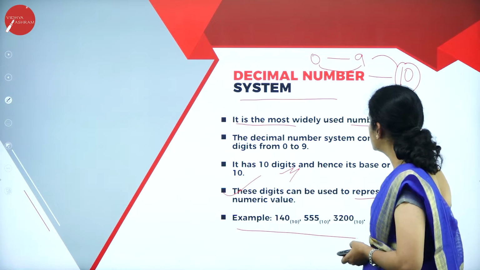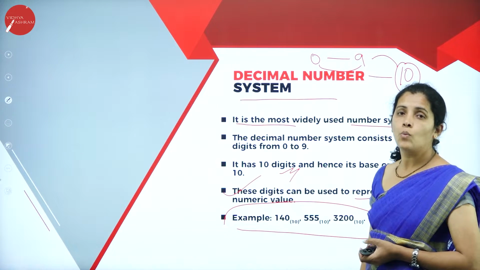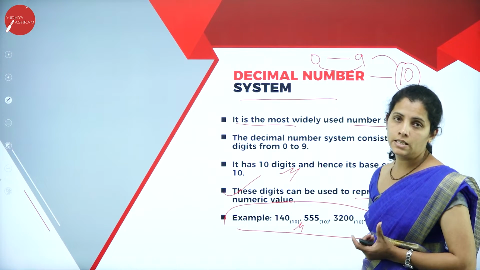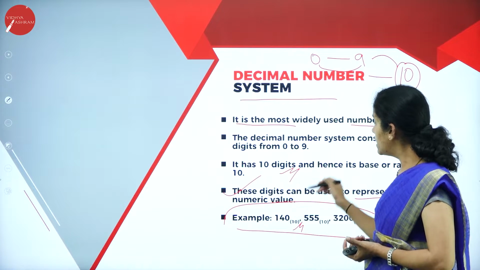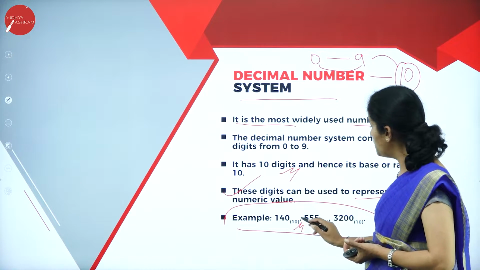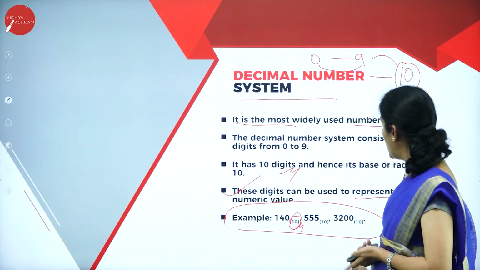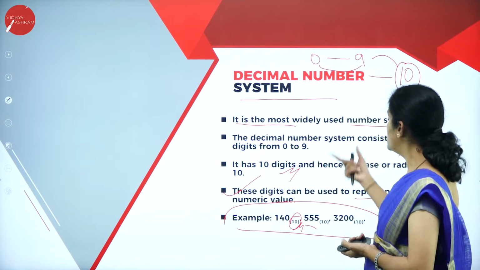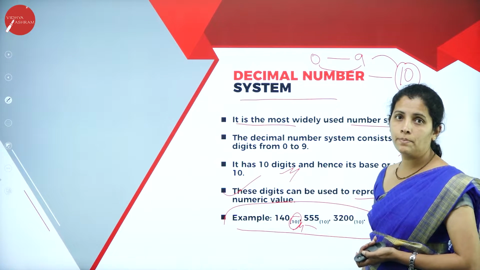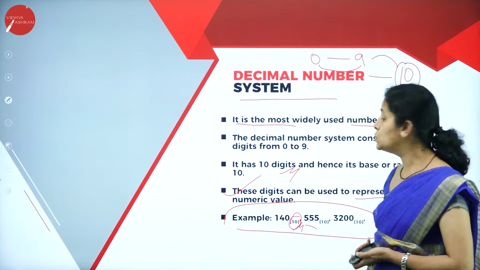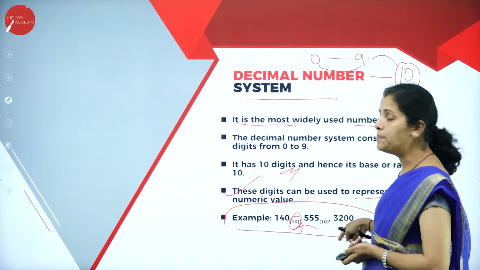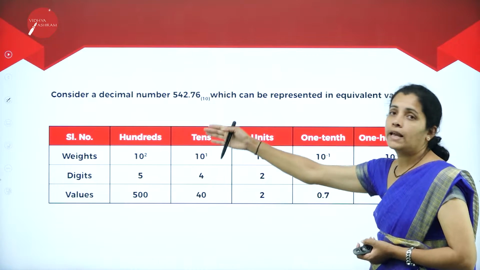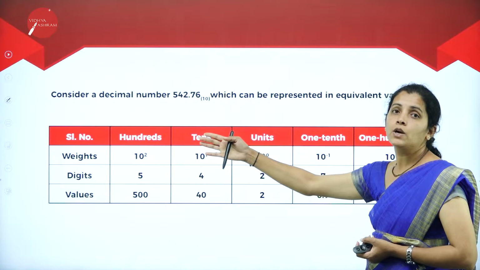So here I have some examples. That is 140, and it's of type decimal. How can I represent a decimal number? I want to write the radix or base, and what's the base value here? It is 10. Another example, 555, and it's of type decimal number. Another example I have here is 3200, and it's of type decimal number. Then this is the way I can determine the quantity.